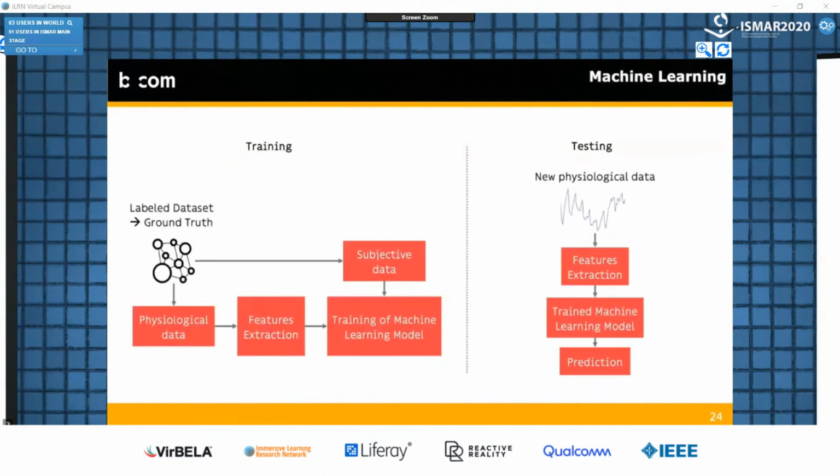Based on the extracted features, the training of models is done. It is composed of 2 parts. First, the training aims to automatically infer the function between the input data, in this case the extracted physiological features, and the output data, in this case the subjective responses. Second, the testing part aims to evaluate the performance of trained models on new data.